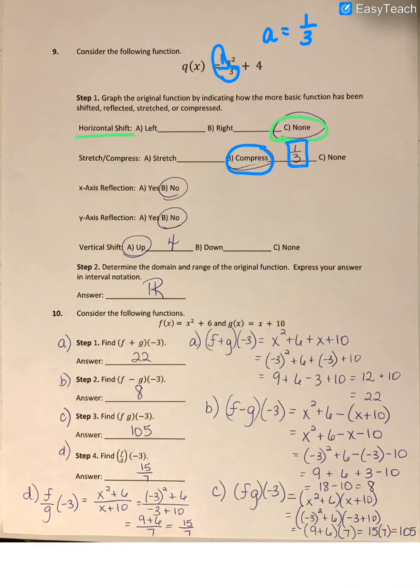If that number were bigger than 1, then it would cause a stretch. So I always tell my students, look at the absolute value. Don't pay attention to whether it's positive or negative. You're worried about whether it's bigger than 1 or smaller than 1.